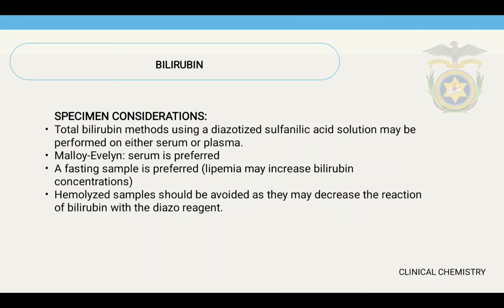Some things to take note of when collecting specimens for bilirubin determination. Bilirubin determinations generally use a diazotized sulfanilic acid solution, and this can be performed on either serum or plasma. In the case of determination methods utilizing your Malloy-Evelyn, serum is preferred. A fasting specimen is preferred as lipemia may increase bilirubin concentrations. Hemolyzed samples should also be avoided as they may decrease the reaction of bilirubin with the diazo reagent.